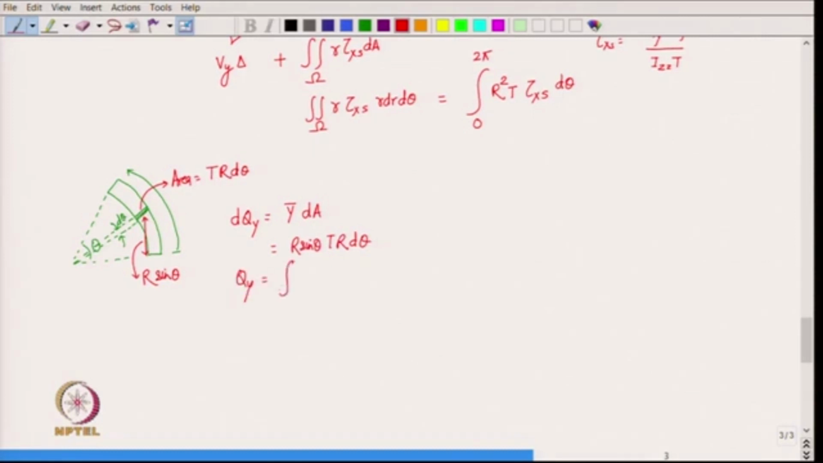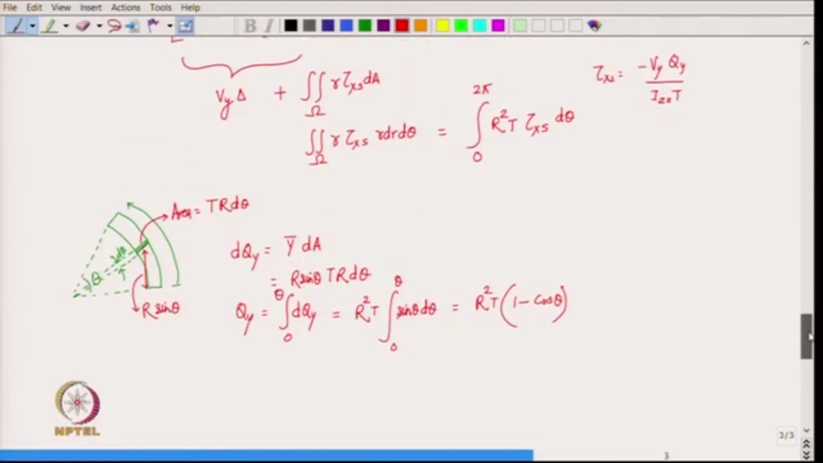Okay. So, what is then qy? It is simply the integration of dqy from 0 to theta, right. So, this becomes r square t integral sin theta d theta going from 0 to theta, okay, which becomes r square t into 1 minus cos theta.